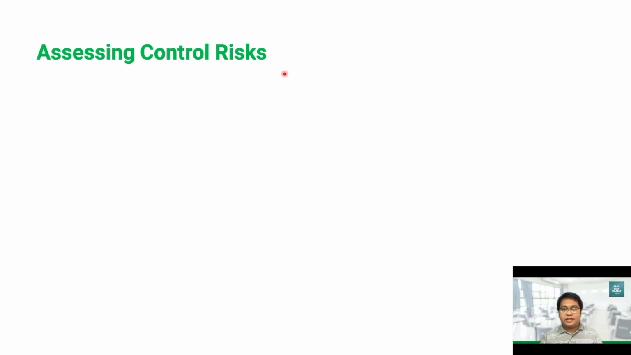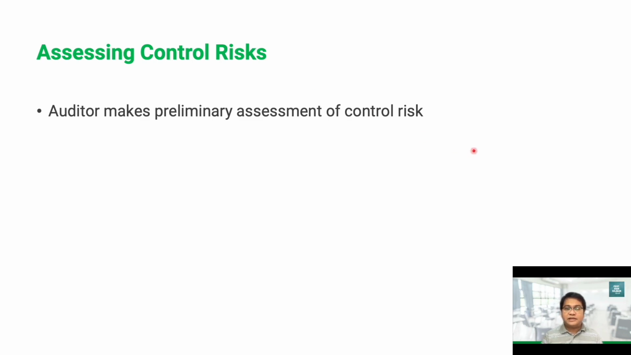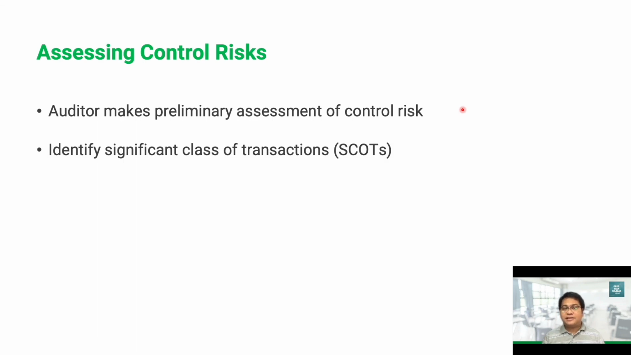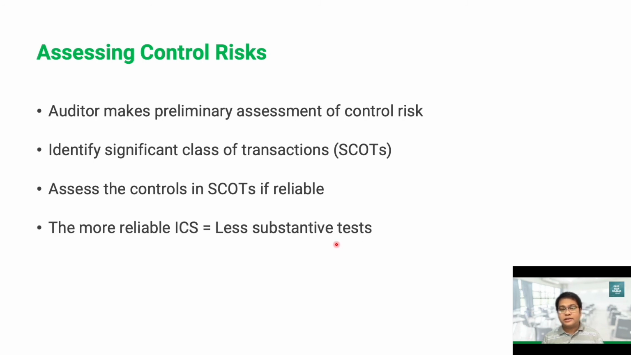Okay. So in this case, we make our preliminary assessment of the control risk on our client and identify significant classes of transactions subjected to the controls or process of the client, and we assess whether those controls are reliable or not. Because our assumption is that the more reliable the internal control system is, then the less the material misstatements could come from that particular area, and therefore we can reduce the work on that particular area. So that's how we use our assessment of control risk in audit.